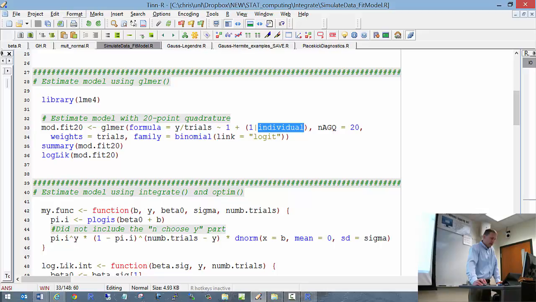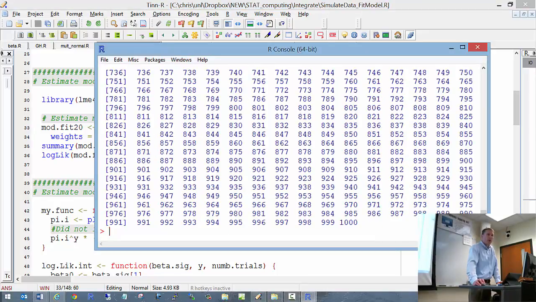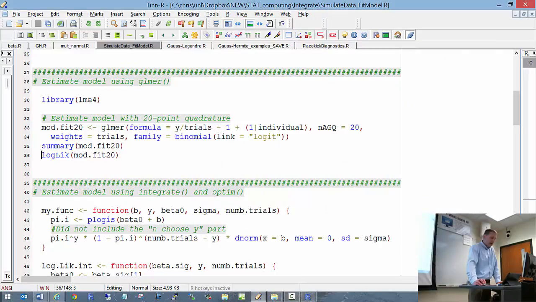If I just look at individual itself, you can see that I have numbers 1 through 1,000. And the 1 there basically corresponds to, you're not estimating a random effect corresponding to a covariate, just similar to how we have a 1 there. The number of points of quadrature, I'm doing way too many here, but I just decided to put 20. Weights, number of trials per observation. And then family equal binomial, link equal logit.